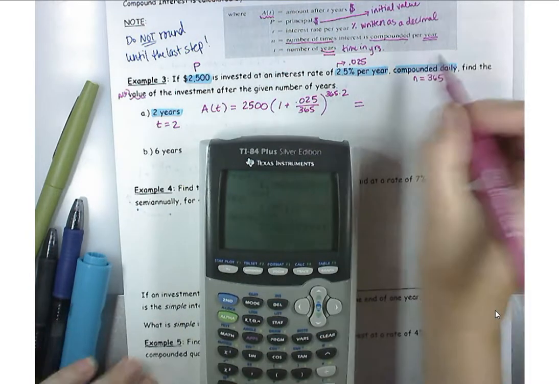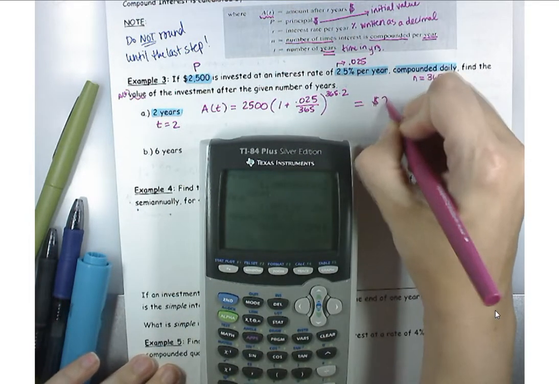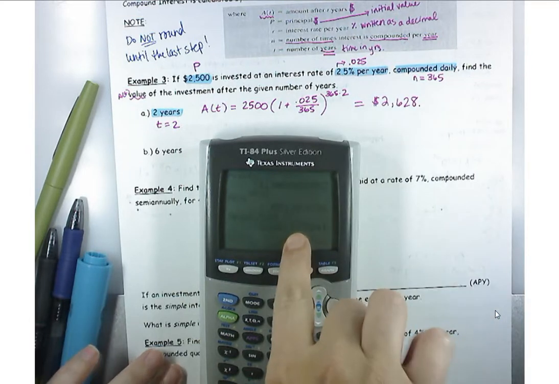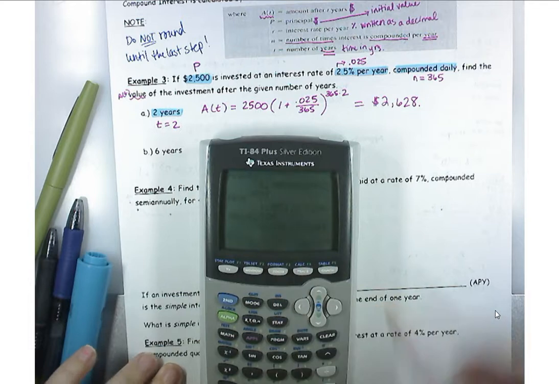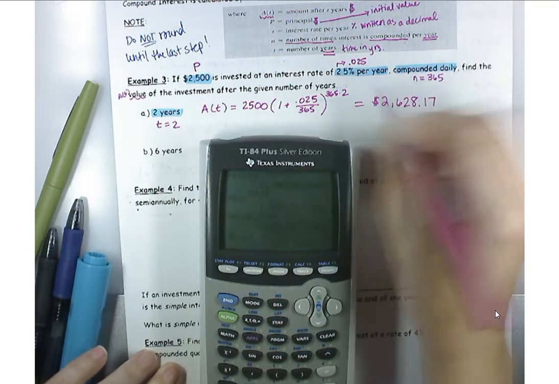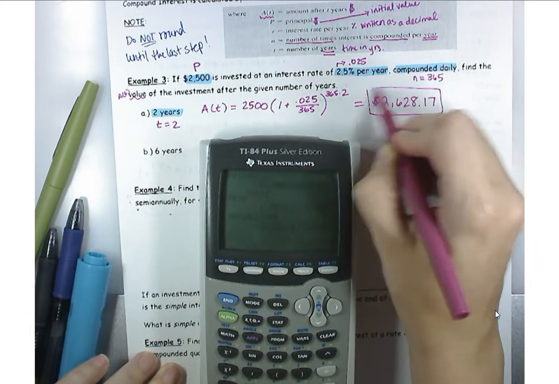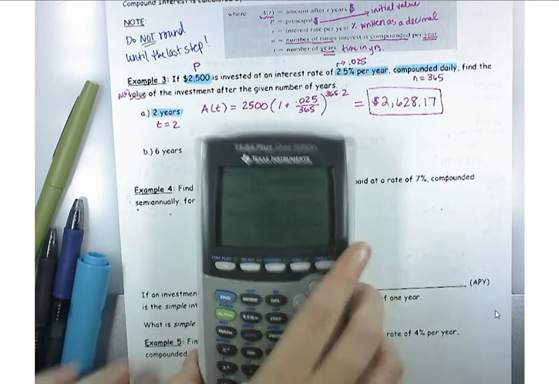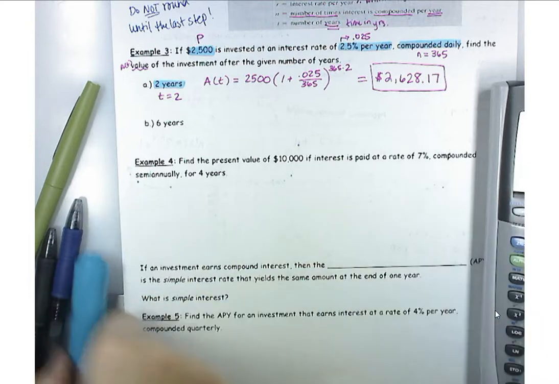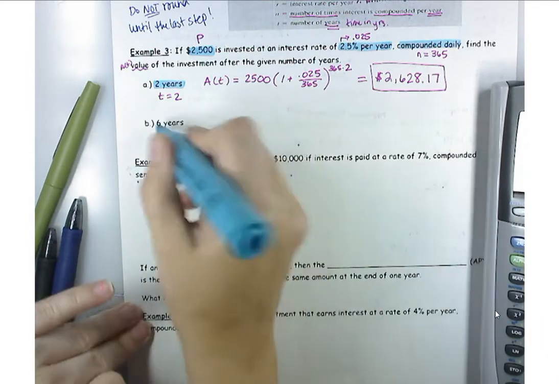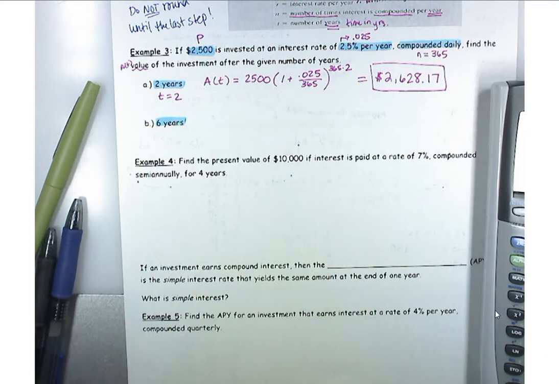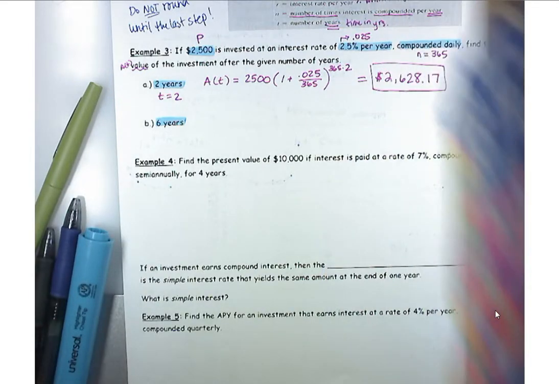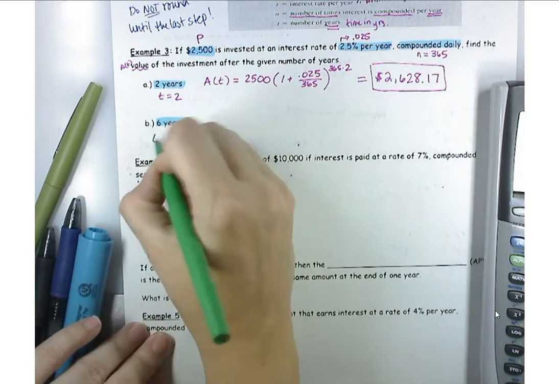Okay, and then you should get $2,628. What's my change going to be? 17 cents. So remember to follow your normal rounding rules. Okay, so a lot of times that's how I like to do it, is piece by piece. And then for B, we're going to do 6 years. So really, everything is going to be the same except for your time T. Okay, because in this case, T would be 6.